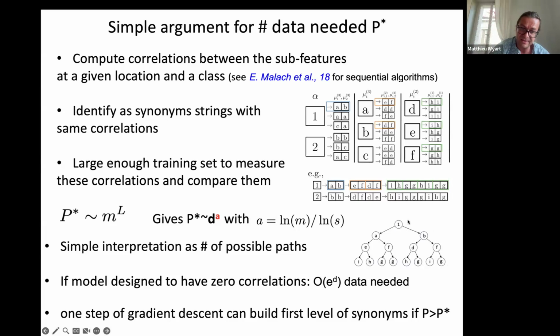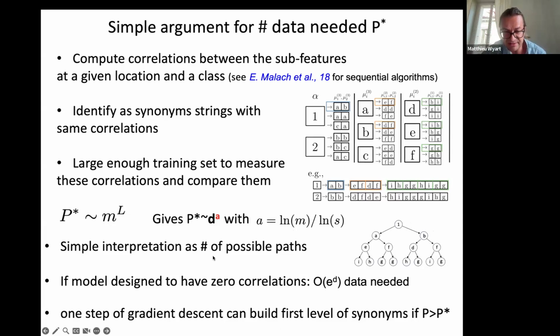So one given path has many possible instantiations. What this is saying is that you need to see essentially all of them to be able to start measuring correlation. And this number, if you convert it into a polynomial of D, gives you the good answer. So it gives us the answer that we see in numerics.